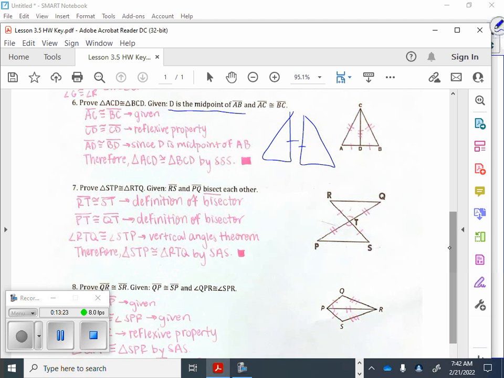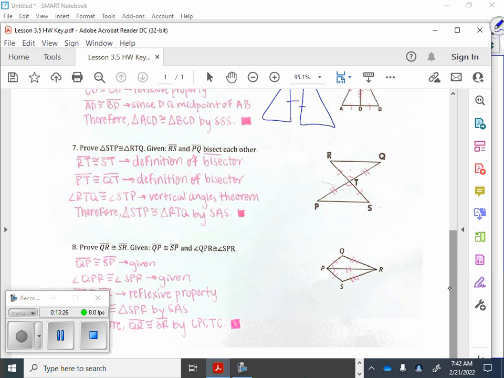Alright, for 7, we talked about this one really briefly on Friday. Remind me what bisect means? Splits in half. Okay, bisect means cuts in half. So I'm given this. Gosh, I need to do a better job of writing out my givens. What we talked about on Friday is PQ and RX are bisecting each other, so they're cutting each other in half. That means RT and ST are going to be congruent to each other, and PT and QT are going to be congruent to each other, because those segments are getting cut in half.